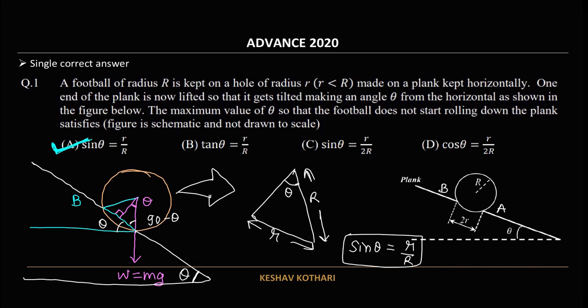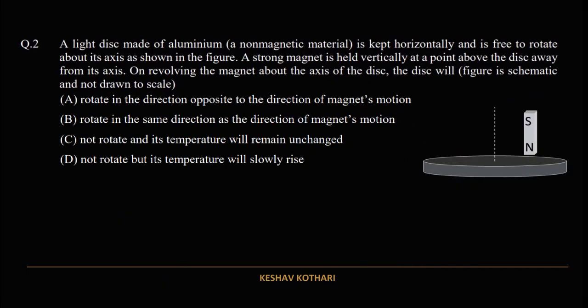It is important that you understand this basic concept, that if the ball is about to tip, just at that time the ball will be losing contact with B, and A will be responsible for balancing the weight of the object or for providing the frictional force. So everything will be done by A, and hence we have drawn this diagram in this fashion, and we have acquired the answer sine theta equal to small r by capital R. Let us move to the next problem.